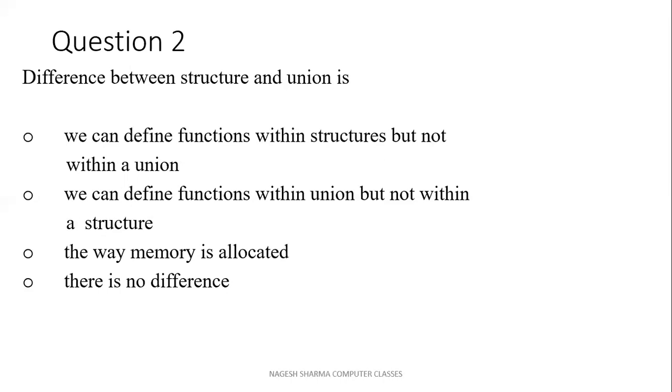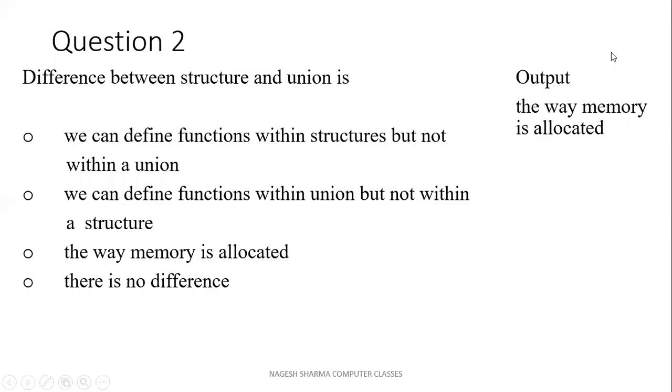the total memory is equal to the sum of all the member elements of the structure, while in case of union, the total memory allocated to the union is equal to the size of the element that has maximum size. Okay, or maximum size data type. So last option is, there is no difference, so that is a wrong option. So correct answer was the way memory is allocated, so that is your third option. So you can see this is the correct answer for you.